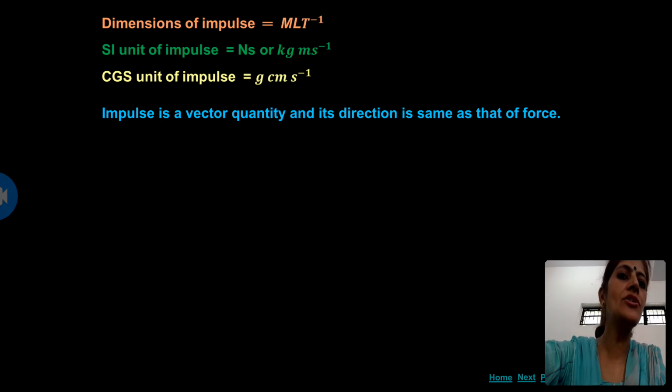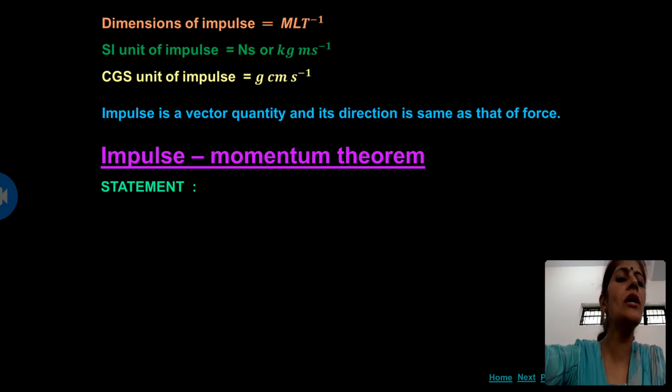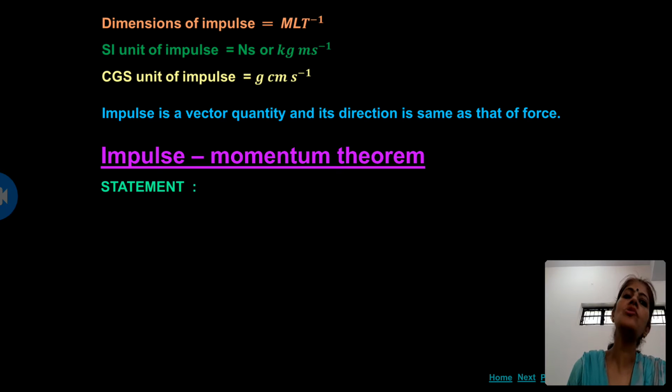So come to its nature next. It is a vector quantity and its direction is the same as that of the force. Next come to the relation between impulse and momentum. Now what is momentum? Momentum is that quantity which measures the quantity of motion possessed by any body. It is given by the product of mass and velocity. Whereas impulse is that physical quantity which measures the impact of a force which acts for a very short time but is very large in magnitude.